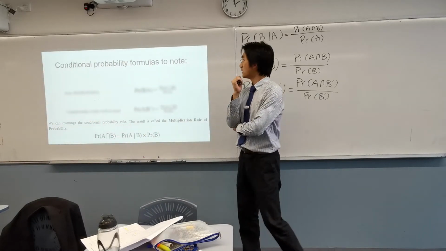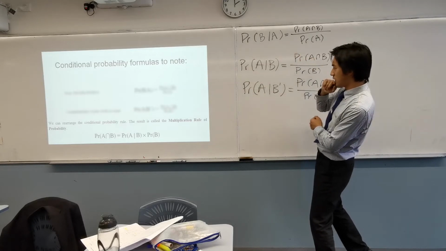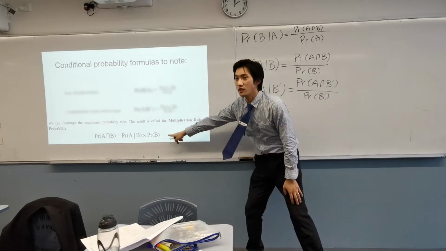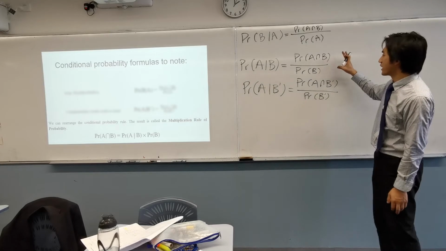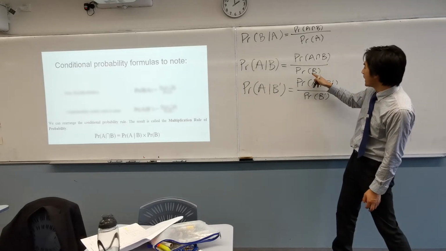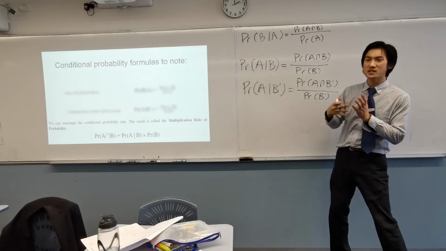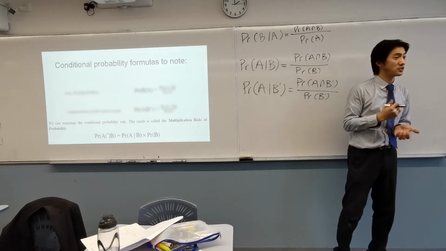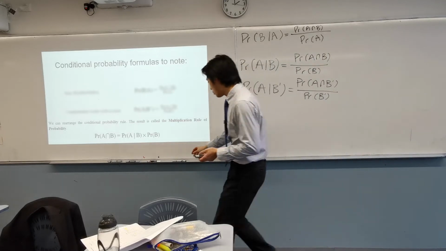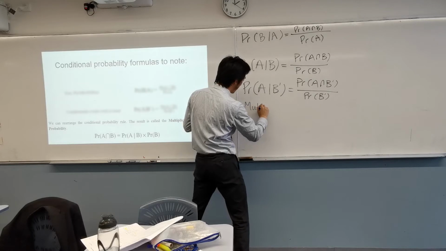The equation up the top? They rearranged it. I think they rearranged that equation by multiplying the probability of B on both sides. It's the same equation, but we give it a special name because it's so important. So I'll write it down in another colour. This is the multiplication rule.